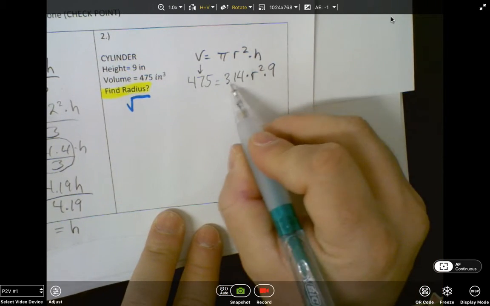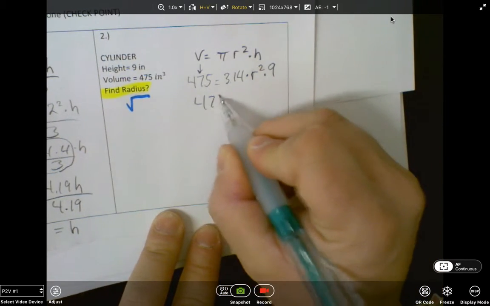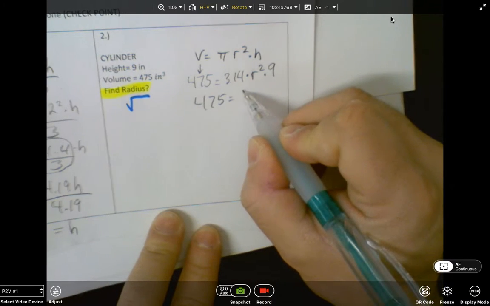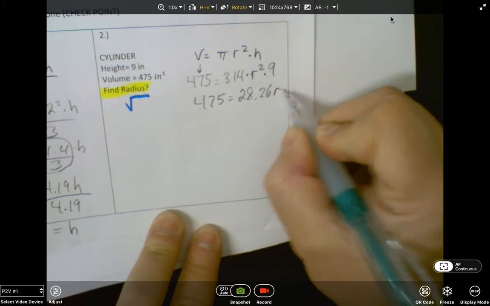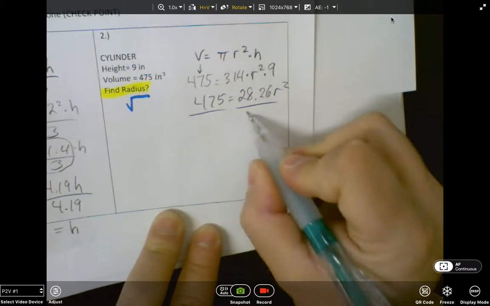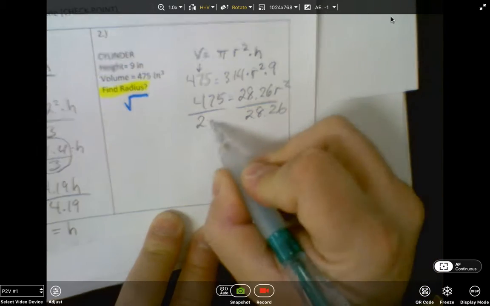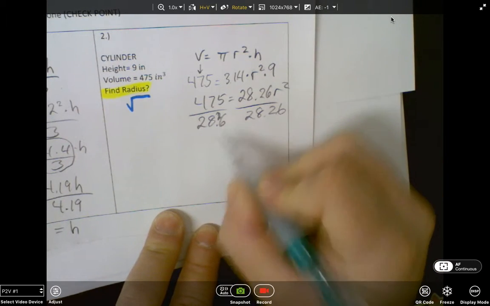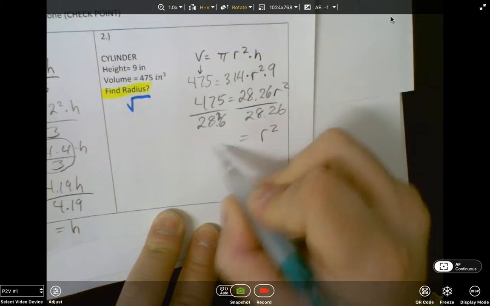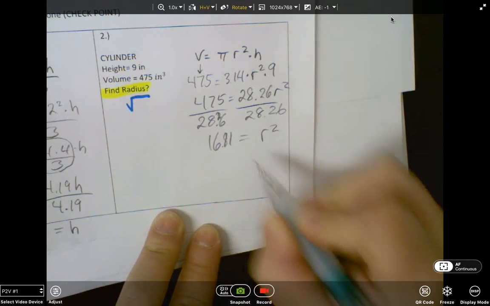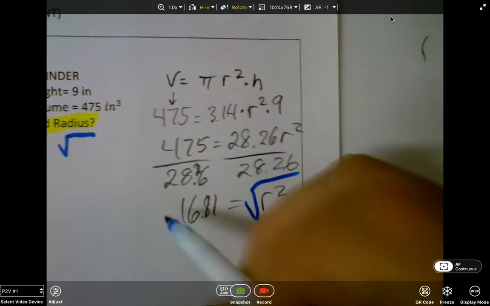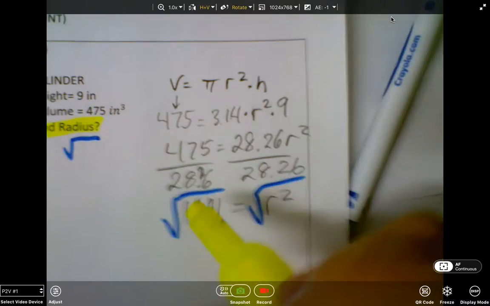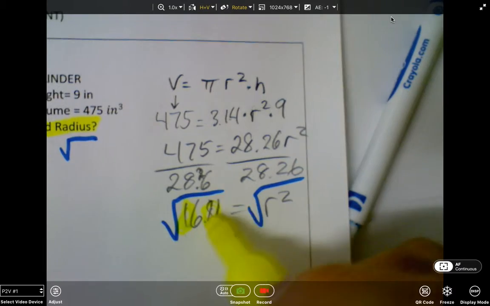So when I multiply what I can on the right, I get 475 equals this times this is 28.26 radius squared. Divide each side by the 28.26. And sorry, it's 2. I'm left with r squared equals 16.81. So this was kind of cool the way the question ended, because now I'm going to do that whole square root on both sides. And it's kind of weird that both sides of the decimal, that's a perfect square, 16, and 81 is a perfect square.